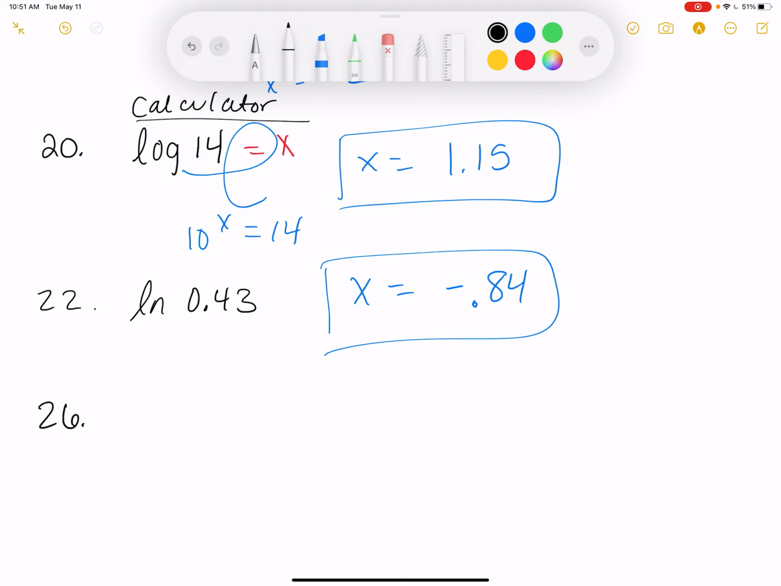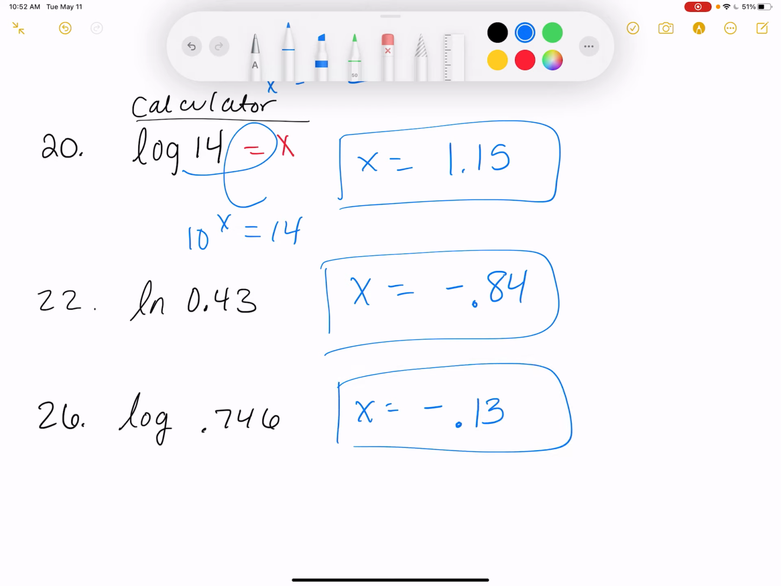Unfortunately. All right, 26. This is log of 0.746. Gives us what? Negative 0.13. Cool. I was having a small rounding issue.